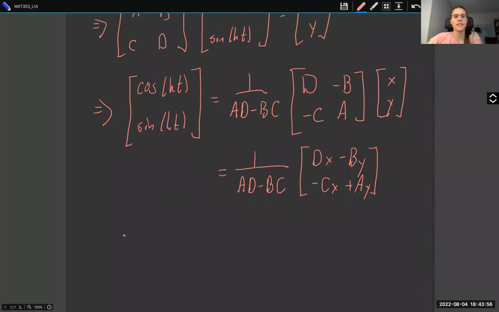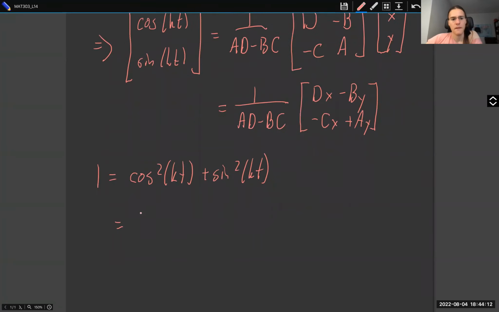And hence 1, which is equal to cosine squared kt plus sine squared kt, is equal to (bx minus by) squared plus (minus cx plus ay) squared divided by the discriminant squared.